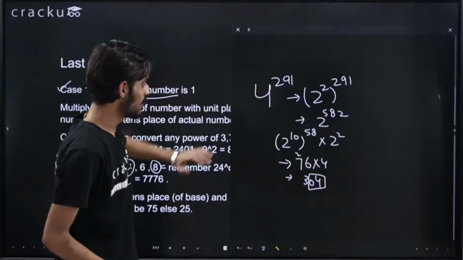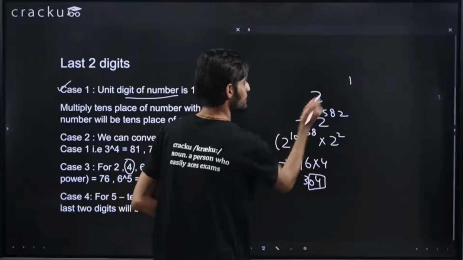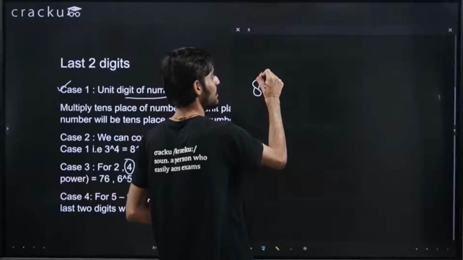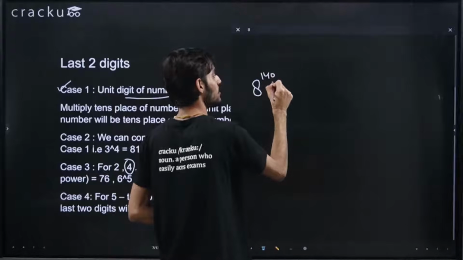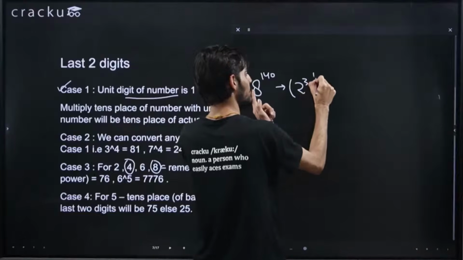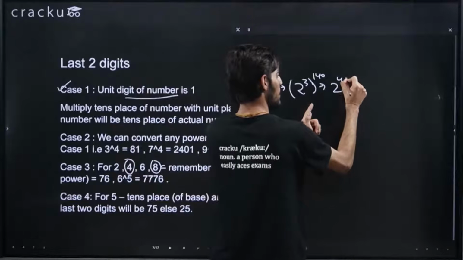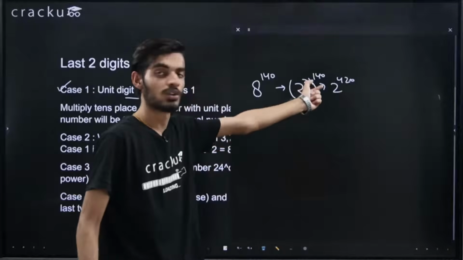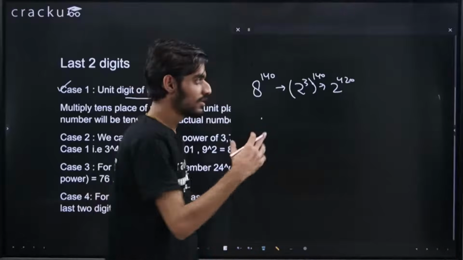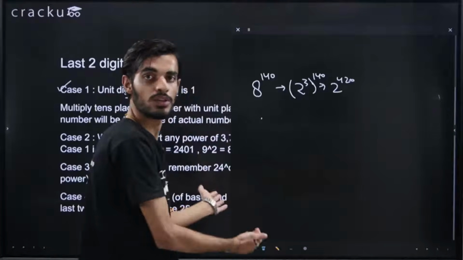Apart from 2, I can do it for 4 also, and I can do it for 8 also. If it was a case for 8, let's say it is raised to power 140 maybe, just to explain it. What I can do is write it as 2 cube raised to the power 140. So it will come out to be 2 raised to the power 420. After that, I think it is pretty much clear. You can just convert it into 2 raised to the power 10 raised to the power 42, because there is no remainder left. Because the power is even, the answer will come out to be 76. So this should be clear for 2 as well as 4 as well as 8.